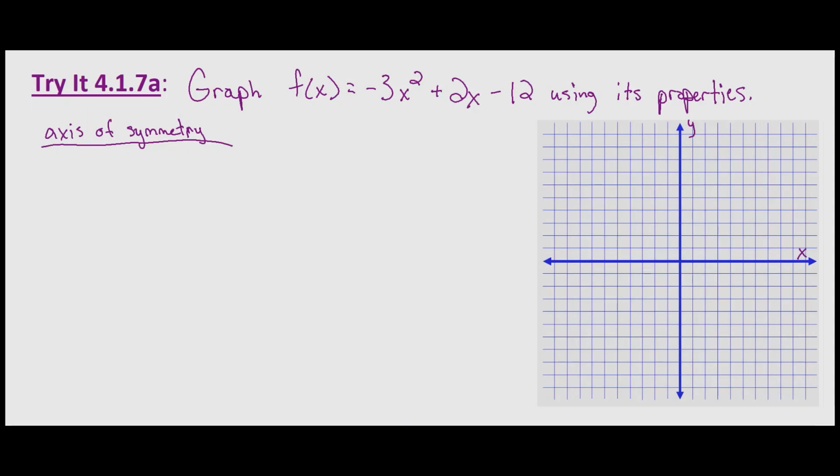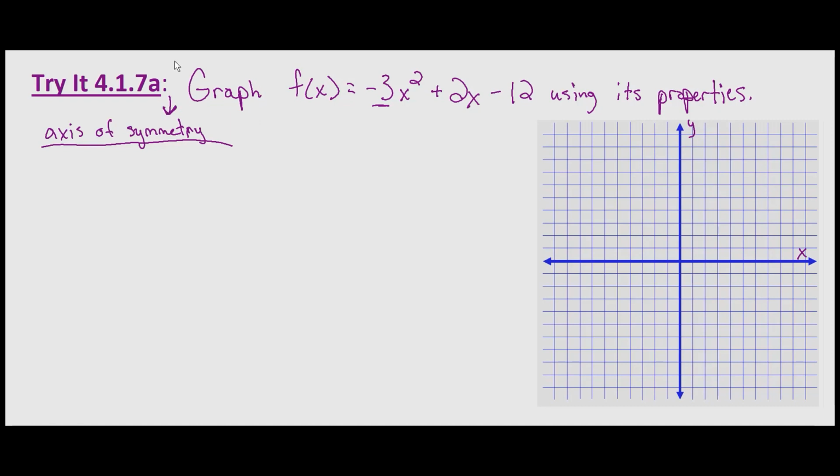So with this problem, we're asked to graph a quadratic, f of x equals negative 3x squared plus 2x minus 12, using its properties. And that means its axis of symmetry, the vertex, y-intercept if it exists, x-intercepts if they exist, and then other points possibly based on symmetry, which is what the axis of symmetry means. If you have a point on one side of the axis of symmetry, you have a point on the graph in the same location on the opposite side of the axis of symmetry.